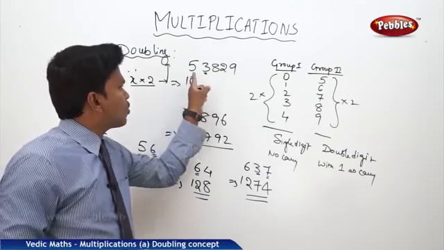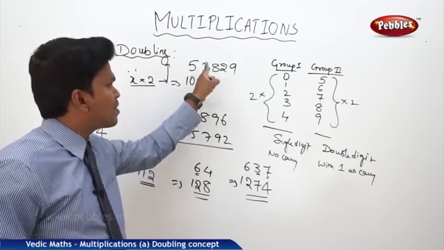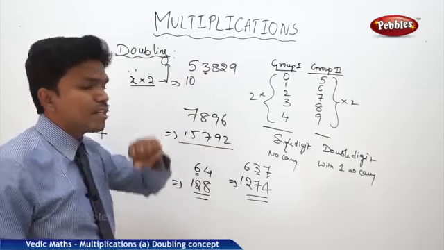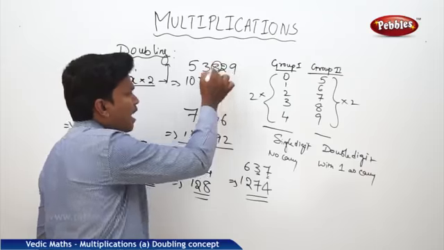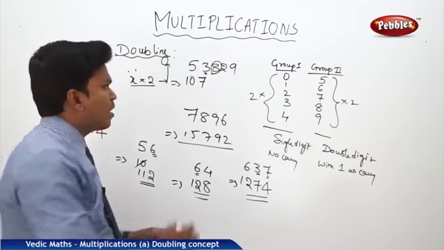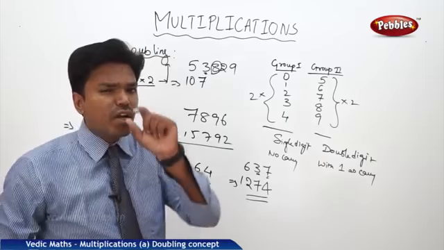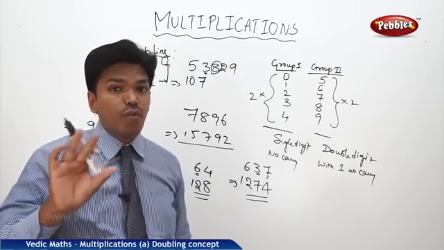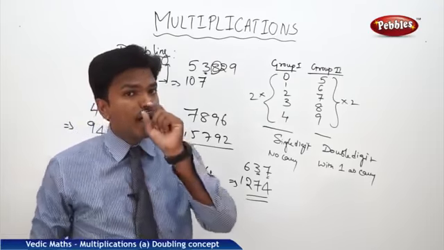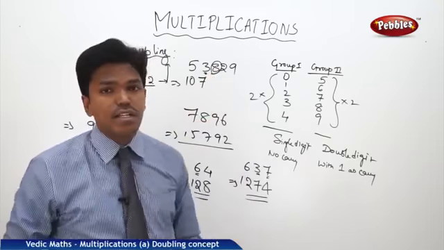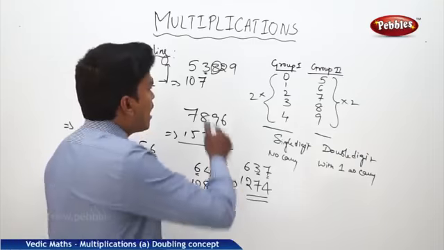Now 2 5s are 10, but 10 only. Why? Because the next number is group 1. Now what is 2 3s? 6, but it is 7. Why? Because the next number 8 is a group 2 one. So next 2 8s are 16. Take only the end number. We don't need the full number. Why? Because we already carried that 1 to the next number. So we have to take only the end number. Now what is 2 8s? 16. 6, but it is 6 only.